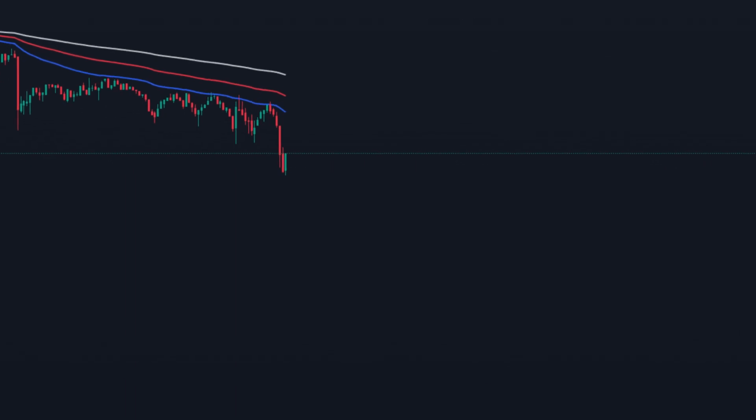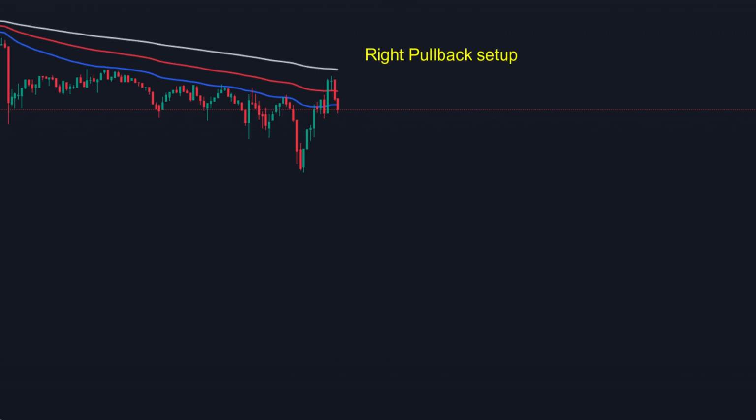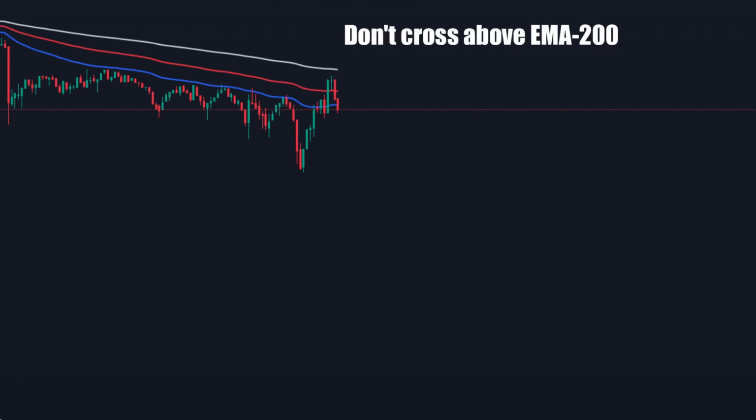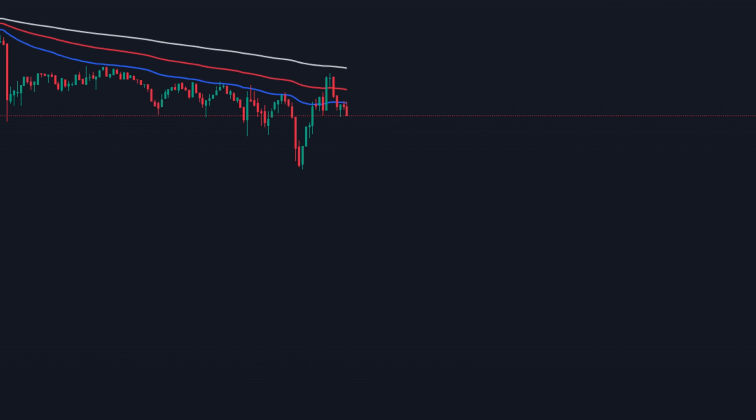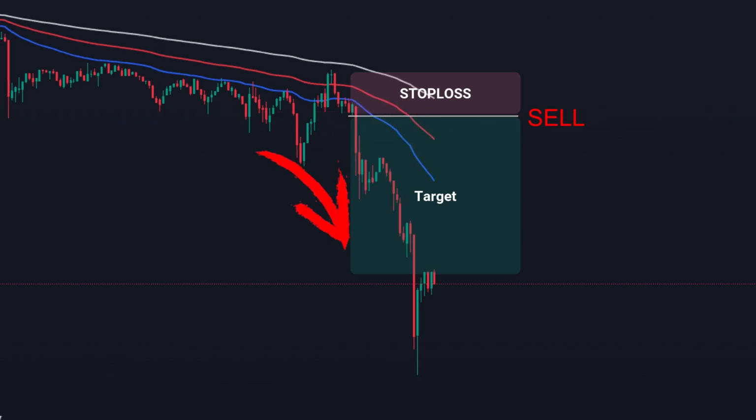Let's take a look at another example. In this chart we can identify a strong downtrend, as indicated by the 3 EMAs pointing downwards, while all the candles are below the EMA lines. So we wait for the price to pull back towards the EMA 50 or EMA 100. It should always be noted that during the pullback the price should not go beyond the EMA 200. Once the pullback occurs we wait for the price to return to the EMA 50 again. And when that happens, we can take a sell position right here. Next, we set our target profit and stop loss right here. And as you can see, the price reaches our target profit and this trade ends in profit.